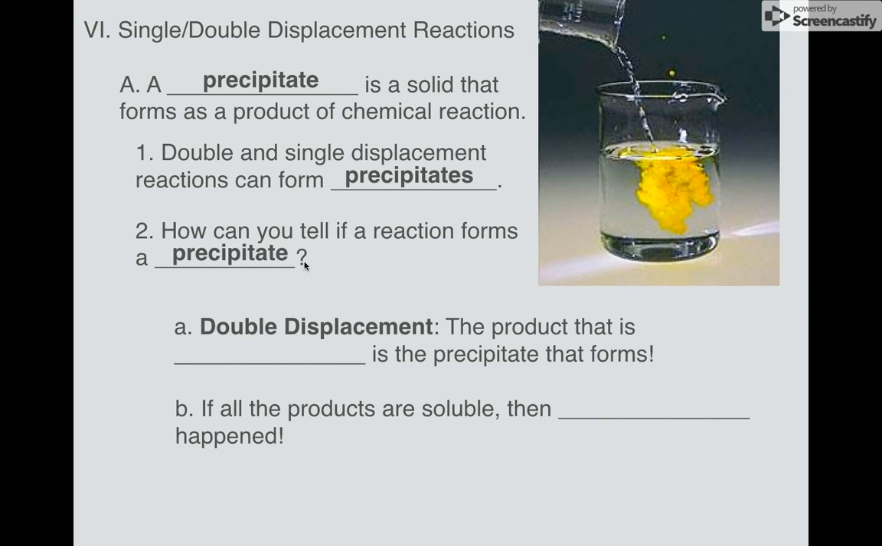So how can you tell if a reaction is going to form a precipitate or not? Well, in double displacement reactions, if you are mixing two things together and you get a product that's insoluble, that is your precipitate. If all of the products are soluble, then no reaction happened.